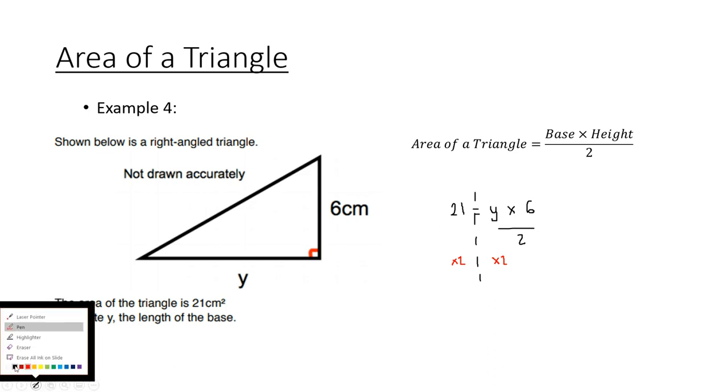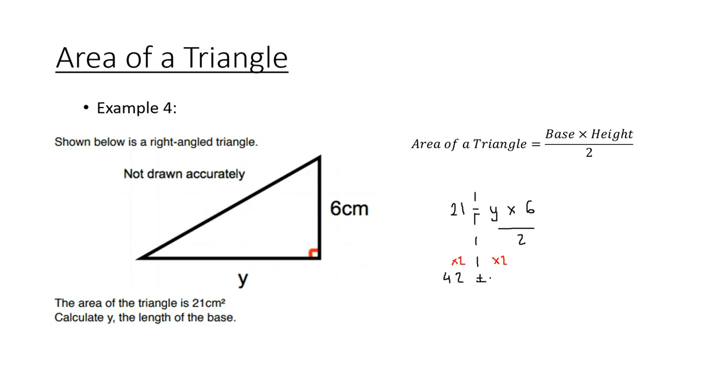Once we've multiplied both sides by the value of 2, we get 42 on one side and equals y times 6 on the other. Now we need to leave y on its own again, so there is another step we have to do. So at the moment it's y times 6, so to get rid of that 6, we have to divide by 6 on both sides. So y times 6 divided by 6 gives you y. 42 divided by 6 gives you a value of 7. So your length of the base, y, is equal to 7 centimeters.